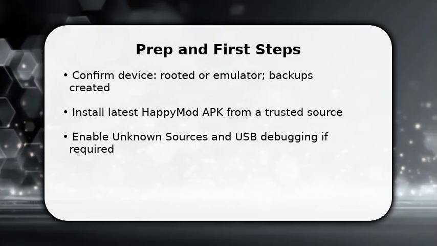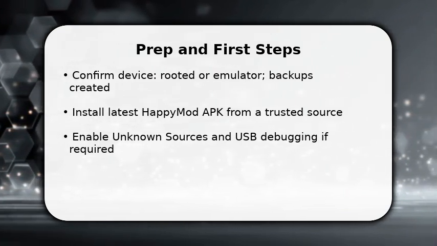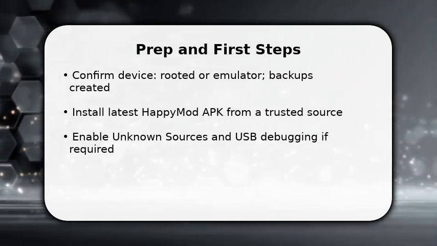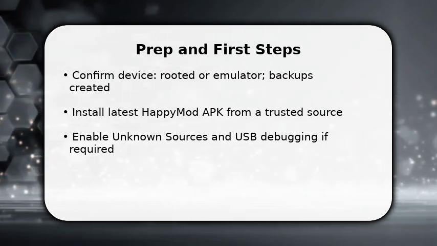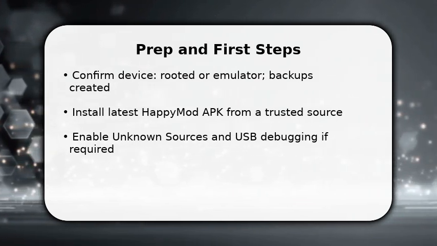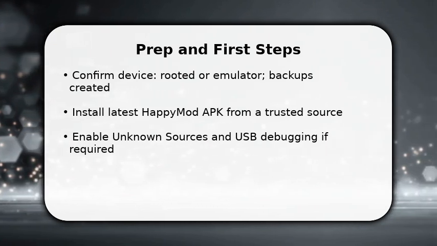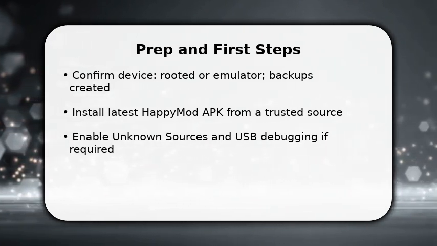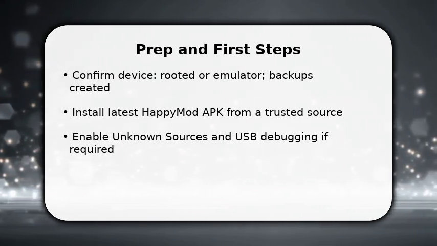You start by preparing a safe environment. Use an emulator or a secondary device and make a full backup before you touch apps. Once done, install the Happymod APK you vetted and enable unknown sources so the install can run. Make sure USB debugging is on if you'll transfer files from a PC. You do this to avoid affecting your main device and to ensure you can restore if anything goes wrong.